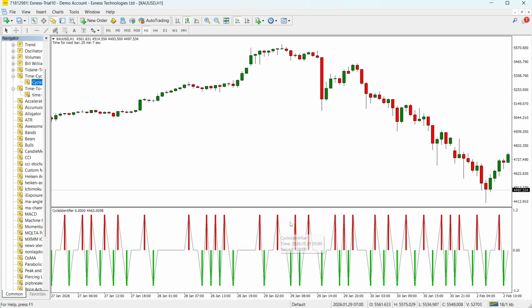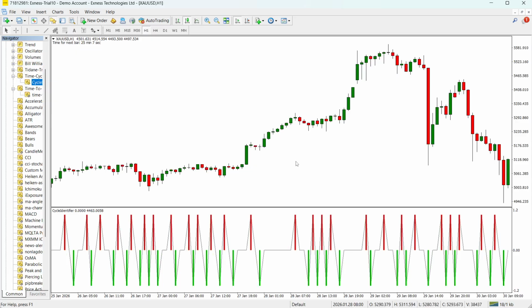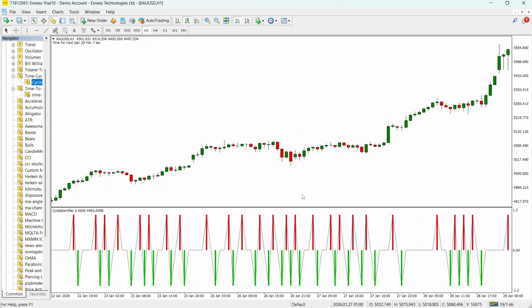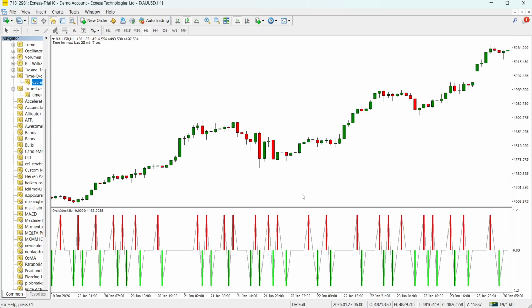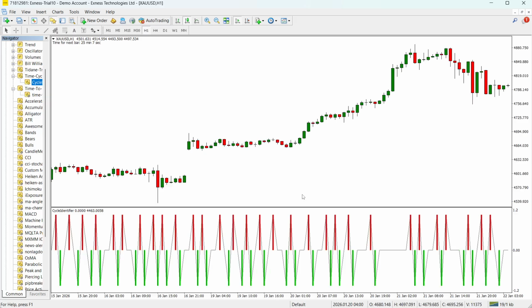When the red bars dominate above the zero midpoint, it implies a stronger bearish or downward cycle. When green bars dominate below zero, it implies a stronger bullish or upward cycle. The way the connecting line swings between the upper and lower sections visually highlights when cycles are expanding, contracting, or approaching a potential turning area around the zero line.